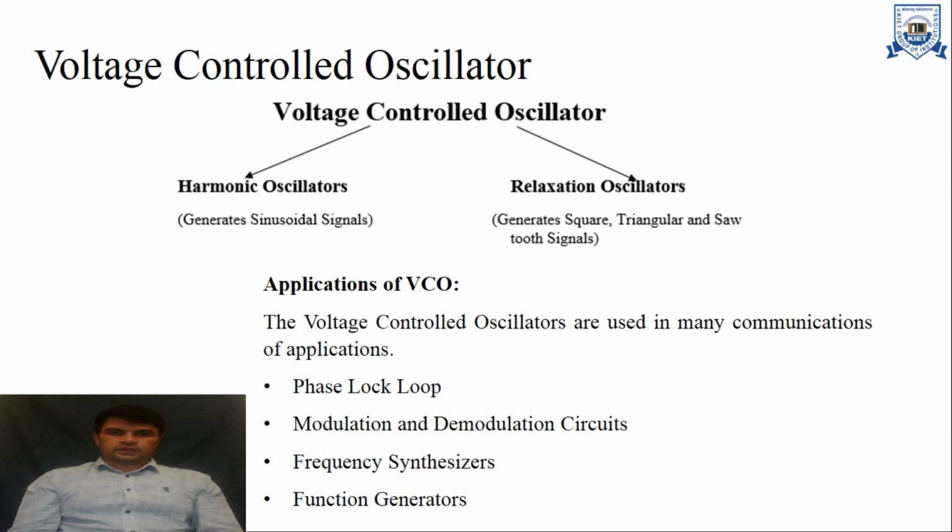Here are the types of voltage controlled oscillator. There are two types: harmonic oscillators and relaxation oscillators. Harmonic oscillators generally generate sinusoidal signals, meaning their output is always sinusoidal. But in relaxation oscillators we generate square wave, triangular wave, and sawtooth wave signals also.